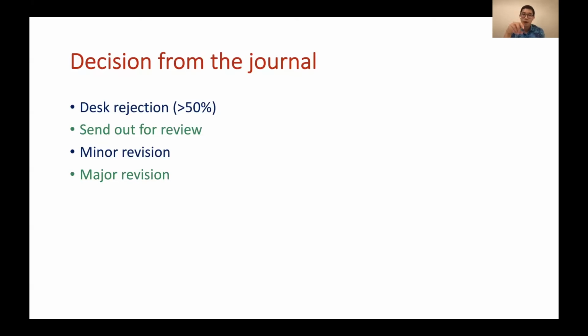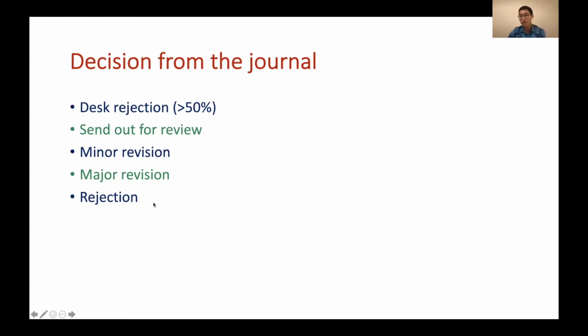For example, recently I got one major revision for my paper from 4 reviewers. Basically, they asked me to repeat all the mouse experiments. This is really a major revision, and then you have to decide whether you want to revise or you want to decline. And this is a really sad one.